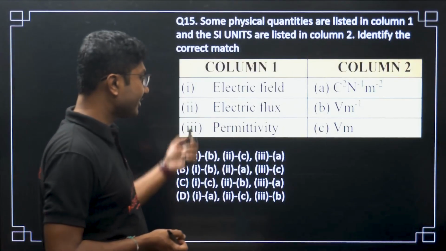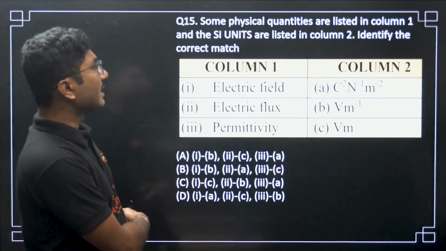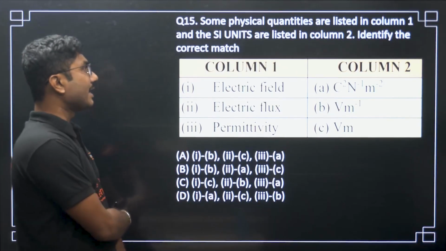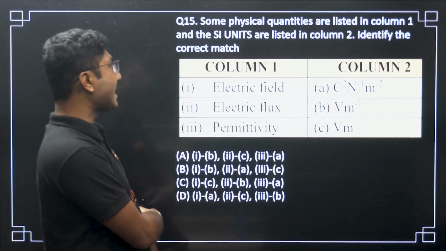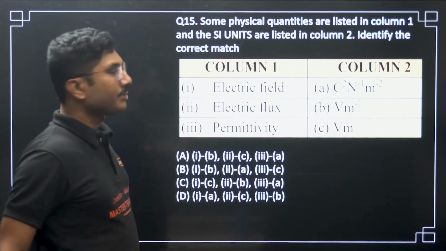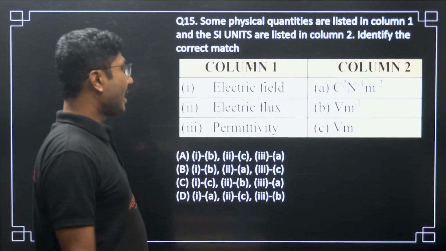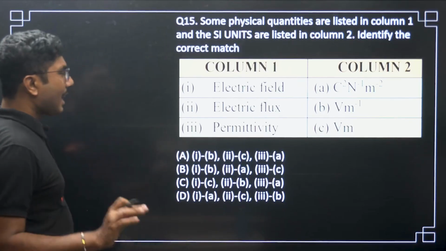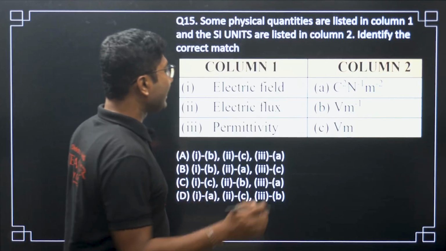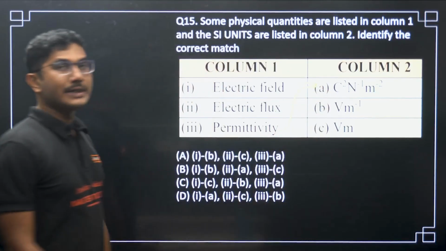Now this is a match the following type question. Some physical quantities are listed in column 1 and the SI units are listed in column 2. Identify the correct match. Electric field, Newton per coulomb. Now there is one more unit of electric field, we will come to that in a while. Permittivity is easy: Coulomb square Newton to the power minus 1 meter to the power minus 2.